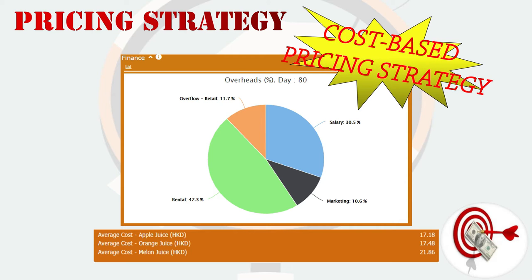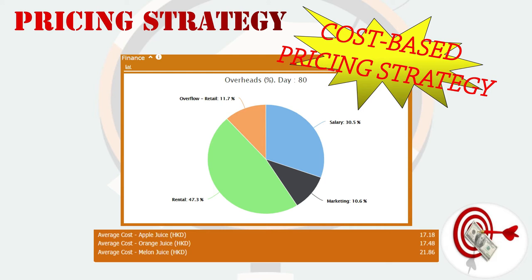Pricing strategy. There are 2 pricing strategies that we commonly use in MonsoonSIM, such as the cost-based pricing strategy and the competition-based pricing strategy. The cost-based pricing strategy begins with a consideration of the item's cost, such as the average cost of the finished goods, rental fee, marketing cost, salary, and overflow for retail.